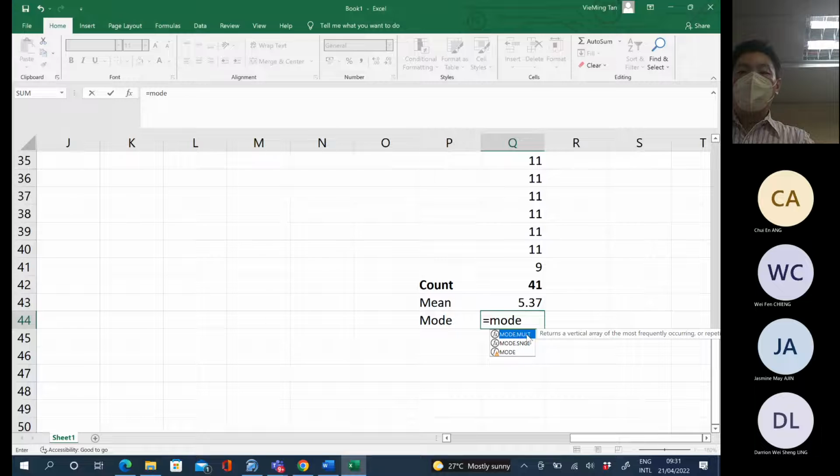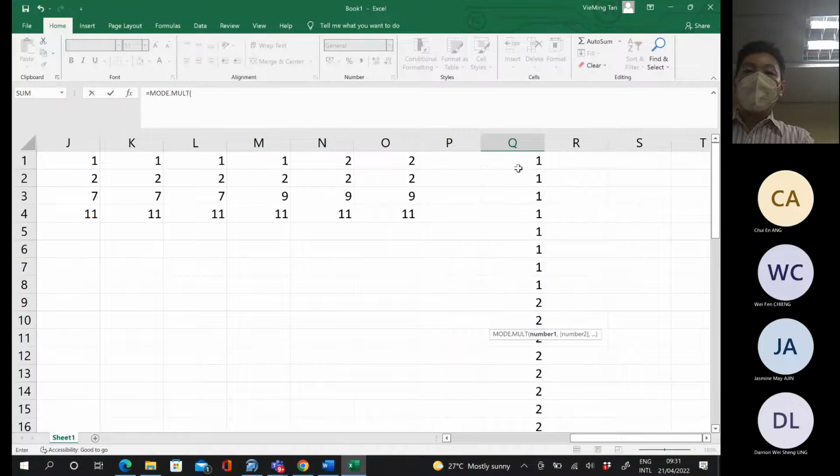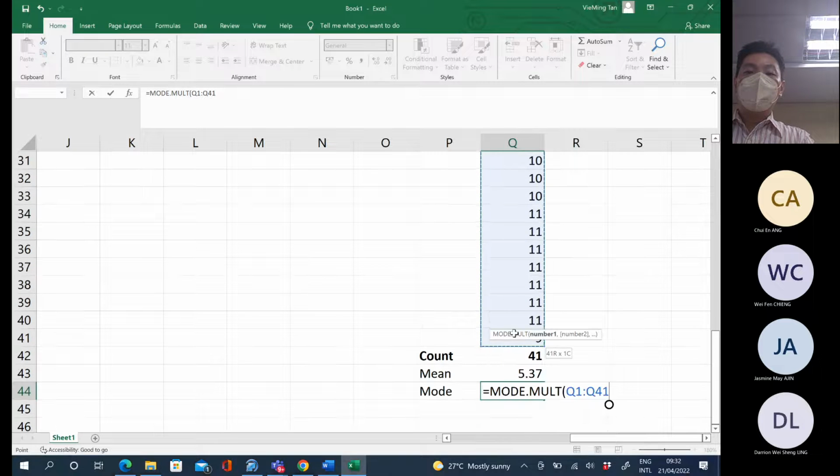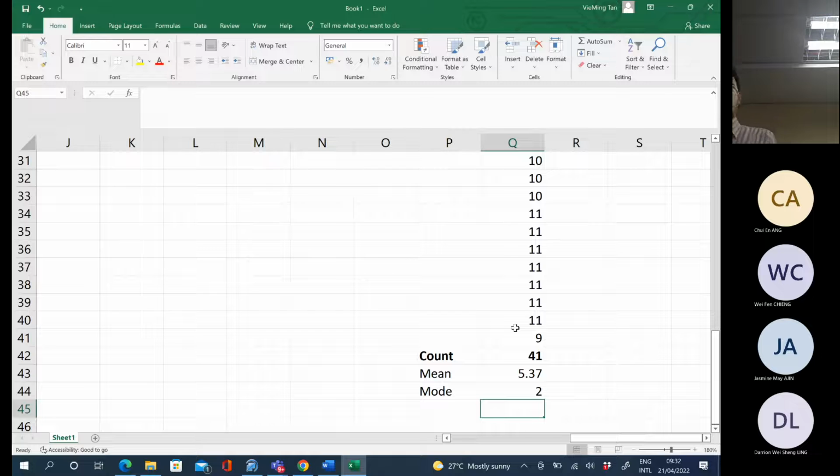So double click on this function 2 times by left click of the mouse. Then you highlight or select the cells of the 41 data. Then put a close bracket. So that means 2 occurs most of the time. 2 appears most of the time as compared to other figures.